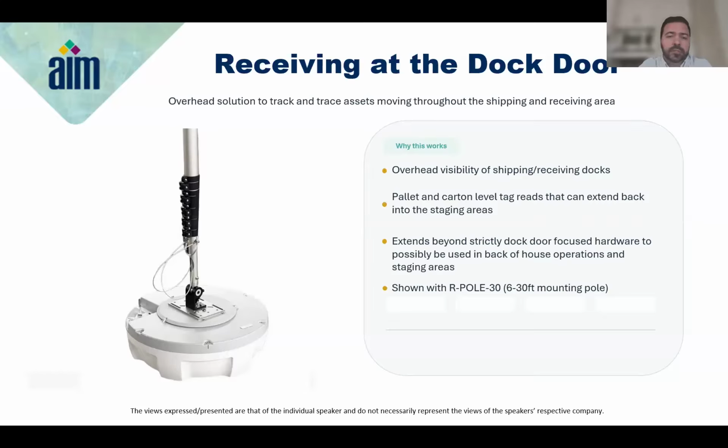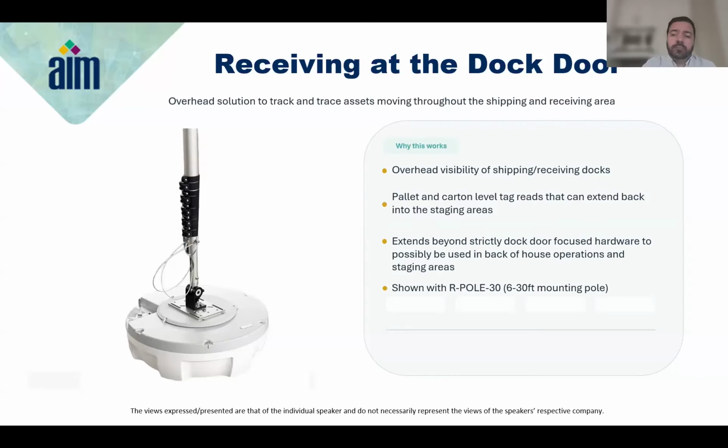Overhead visibility of shipping and receiving is now a really great option. It's great at pallet and carton level reads, but you can also extrapolate that right into staging areas. This can extend beyond the dock doors. If you have these throughout your facility, you can further extrapolate that into the back of house. It's seamless. This is something that we're actually seeing quite a bit of right now.